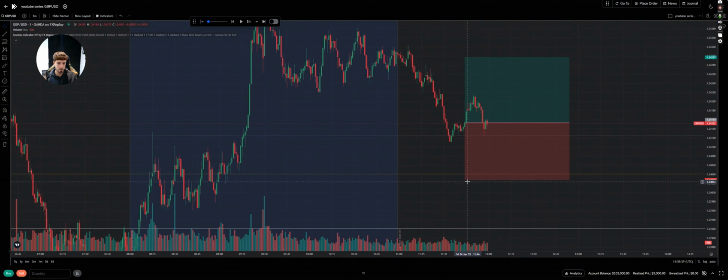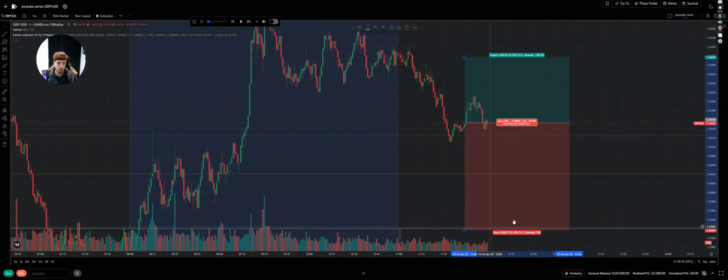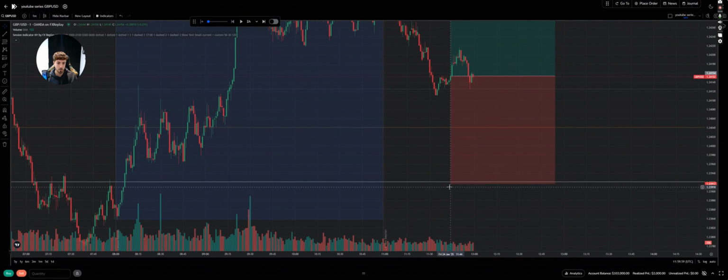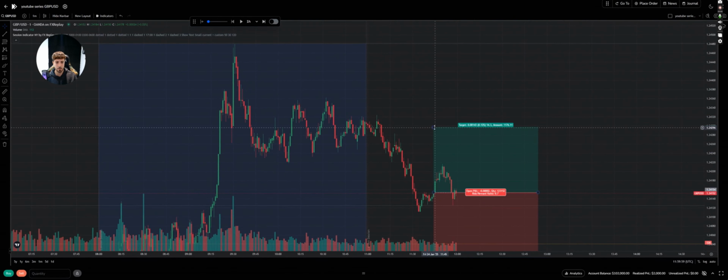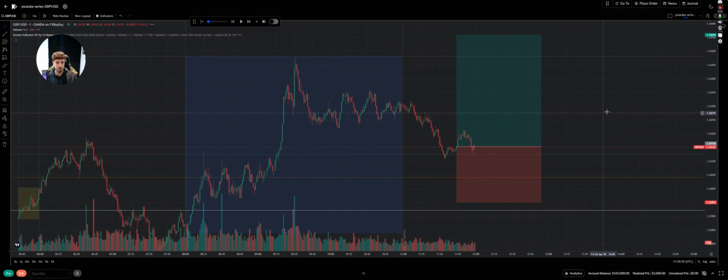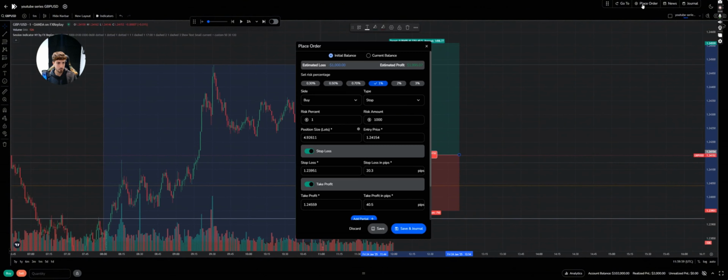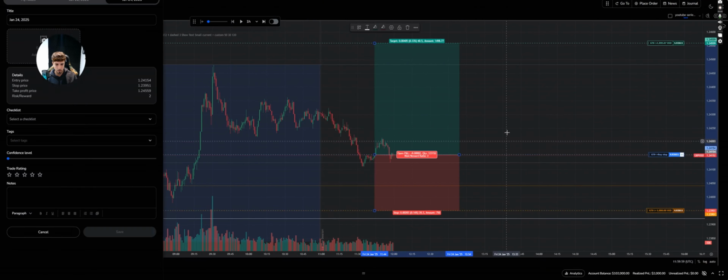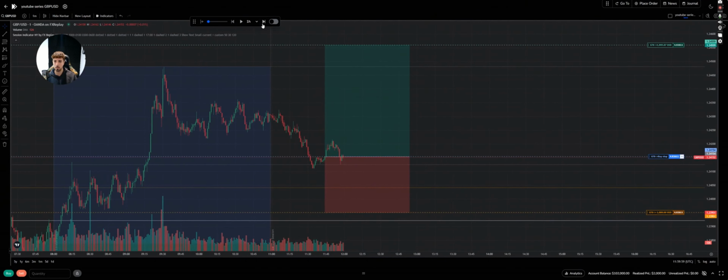We would be putting stops ideally below here, but that makes stops a little bit large. So we'll bring stops to about 950 here, and then target a 2R. So let's see if this trade plays out. We'll place the order for this. And let's see what happens.